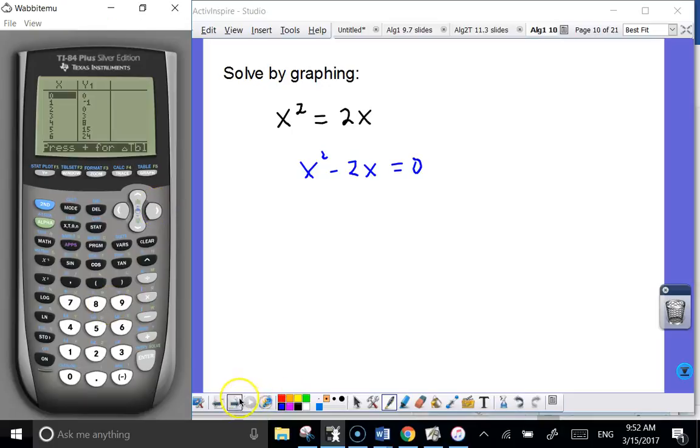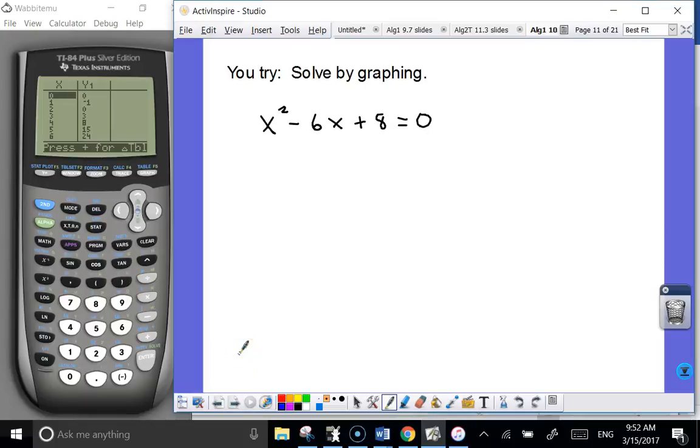Okay, next. So try this one. On your own, put that in the calculator, see if you can spy the zeros. Okay, this is your you-try. Try this one here and see if you can come up with those answers. Did it work? Yeah, it did.